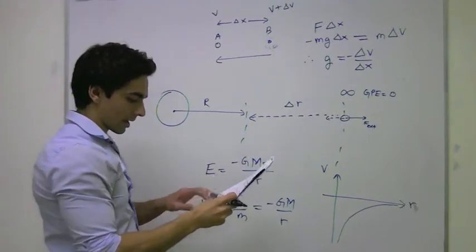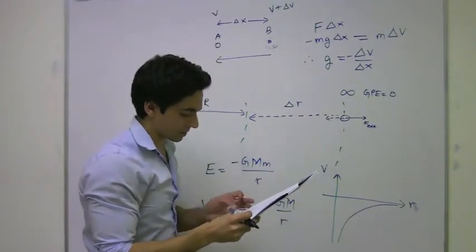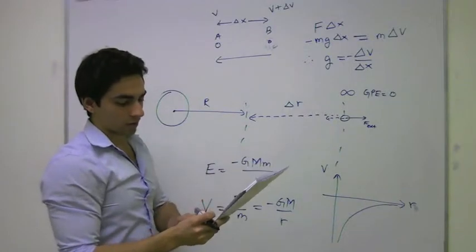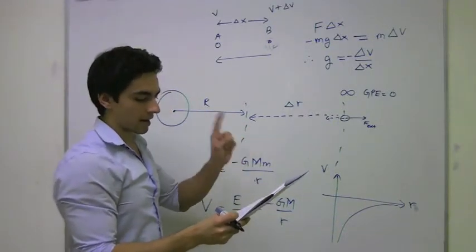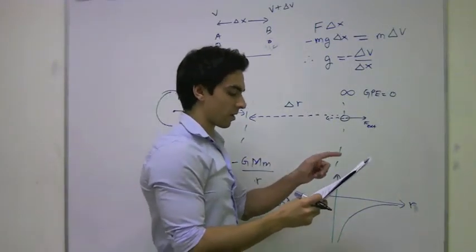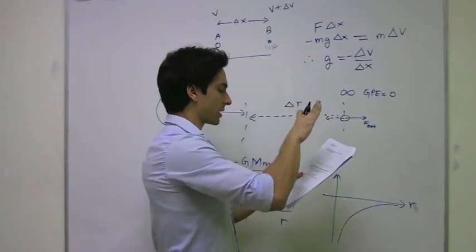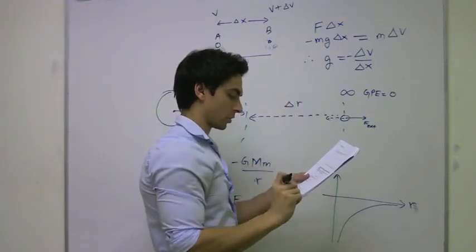So at the bottom of page 10 you can see that the magnitude of the gravitational field strength at any point in the field can be found by finding the gradient of the V-x graph at that point. Okay?